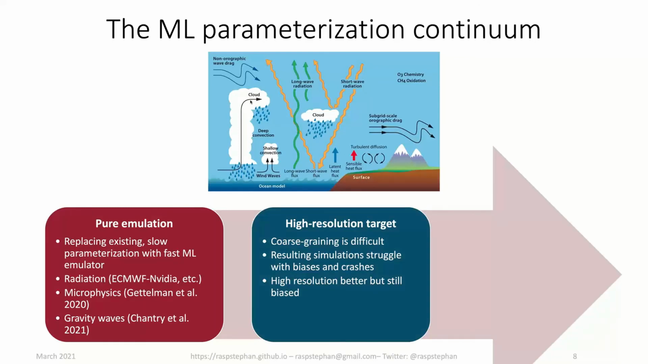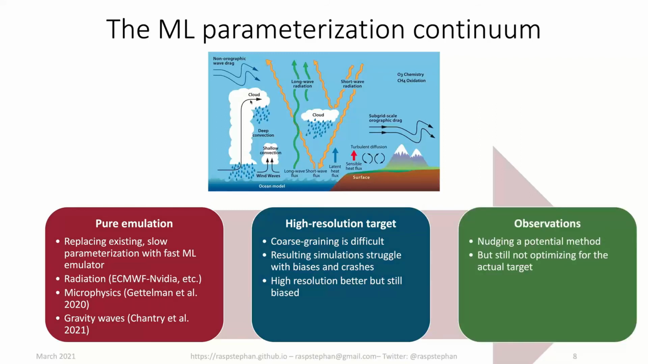But we've seen that here coarse graining can be an issue. Simulations tend to struggle with biases and crashes. And high resolution, of course, while it might be better, is still not what we actually want. What we actually want is getting closer to observations. Here we've seen this nudging approach, but again, as I've mentioned in the previous slide, this does not optimize for what we actually want and runs into similar problems as the other approaches.